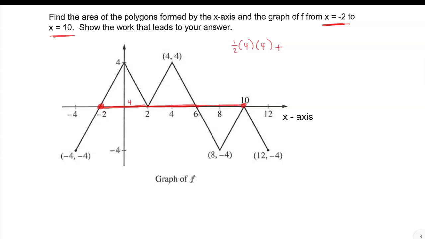Then the second triangle goes from x equals 2 to x equals 6. So that's a base of 4. So I'm going to also set up 1/2 times 4 times a height of 4. But then when I go to add on the last triangle, the base is 4 because it goes from 6 to 10. But the height goes down below the x-axis. So the height is going to be written as negative 4. So 1/2 times a base of 4 and a height of negative 4. That way I remember to treat it as negative area. And that gives me 8 plus 8 minus 8, which is positive 8.